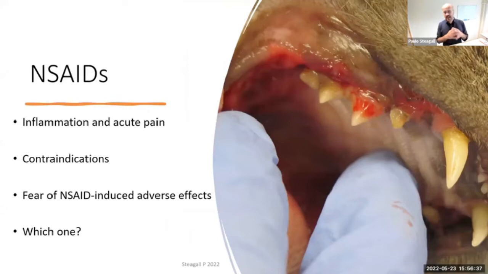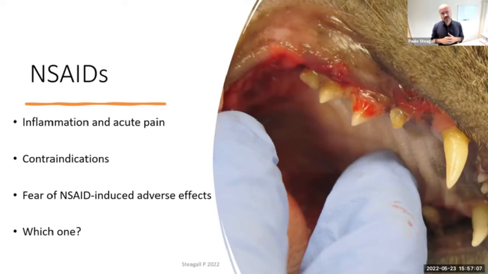Nonsteroidals, as I mentioned before: when we have surgery, we have tissue damage, and most likely we're going to have some degree of inflammation. That's when nonsteroidals can be very interesting. However, the most important thing is to respect the contraindications. And there's not much of a gray zone there. It's usually black and white.